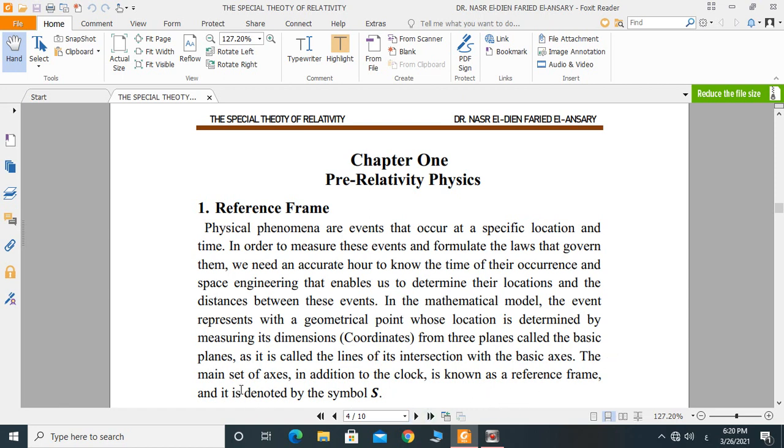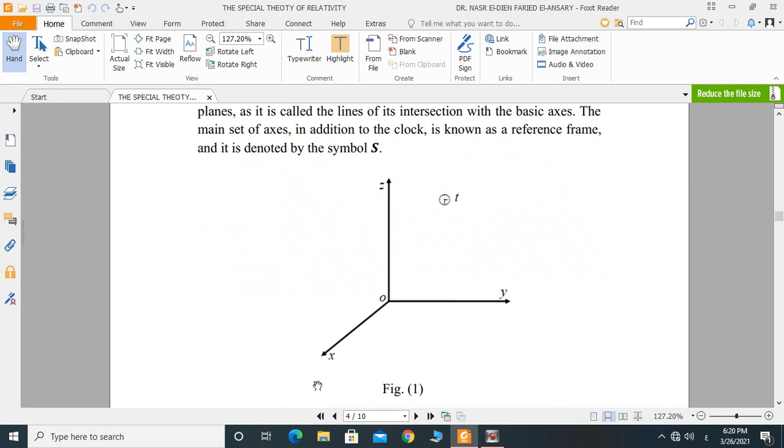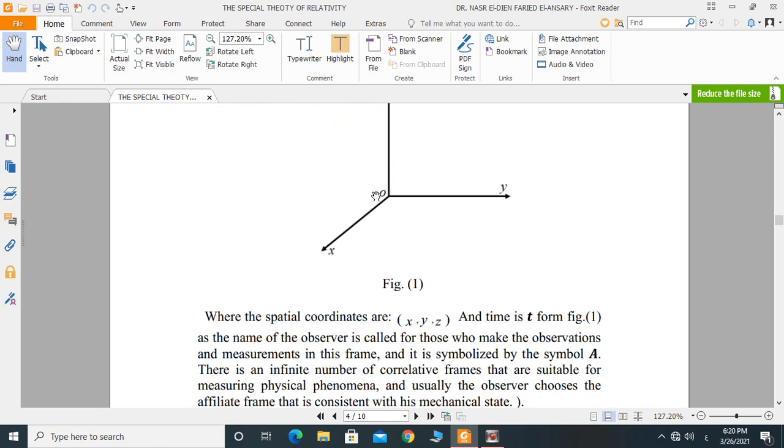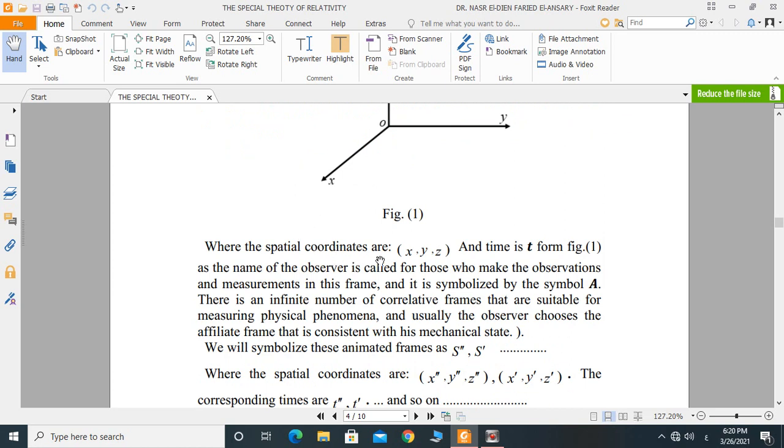The main set of axes x, y, z, in addition to the clock, is known as a reference frame, and this reference frame is denoted by the symbol S, where the spatial coordinates are x, y, z, and time is t, and this is shown in figure 1.